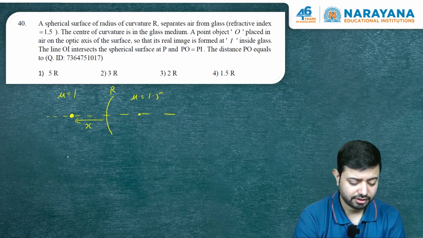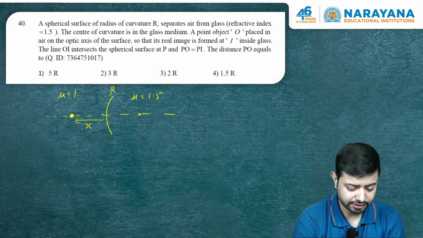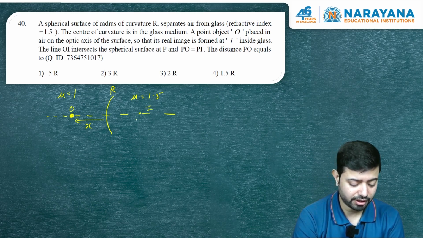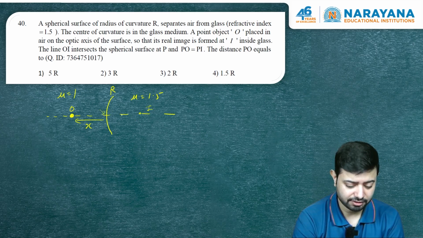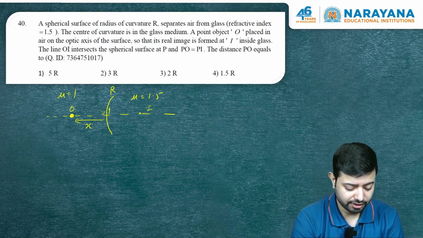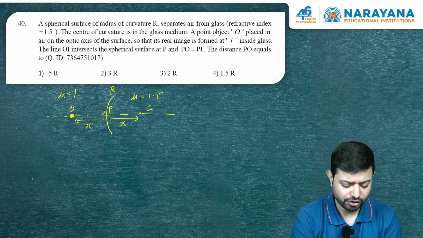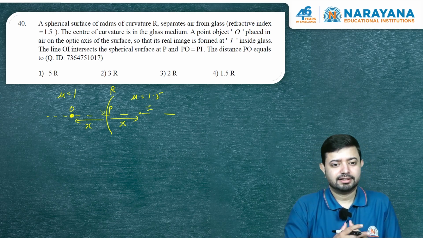Now the thing is the line OI, right? What is O? Point object position, and what is I? The image position. The line OI intersects the spherical surface. Yes, it is intersecting at P. It's saying that PO is equal to PI. So therefore, this distance will also be x. So what do you have to do? You have to apply the formula.